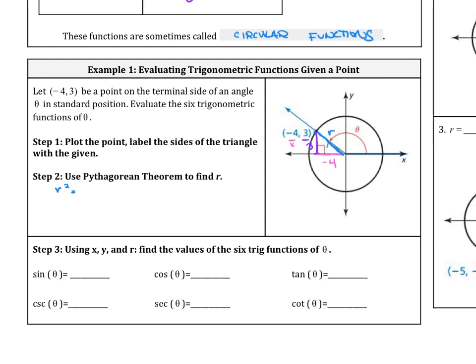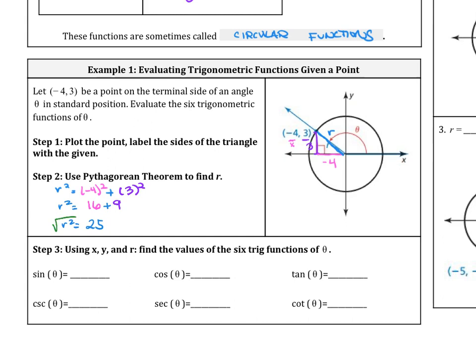So x is negative 4. So negative 4 squared plus our y of 3 squared. So r squared equals negative 4 squared is 16 plus 3 squared is 9. So r squared equals 16 plus 9, which is 25.